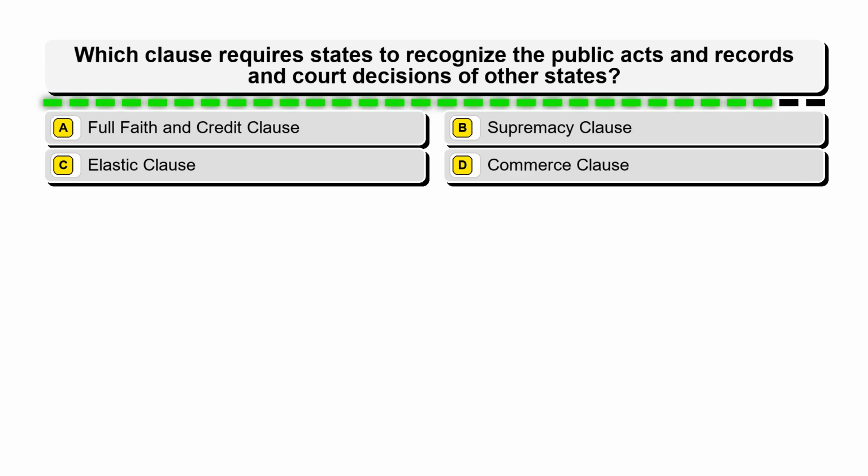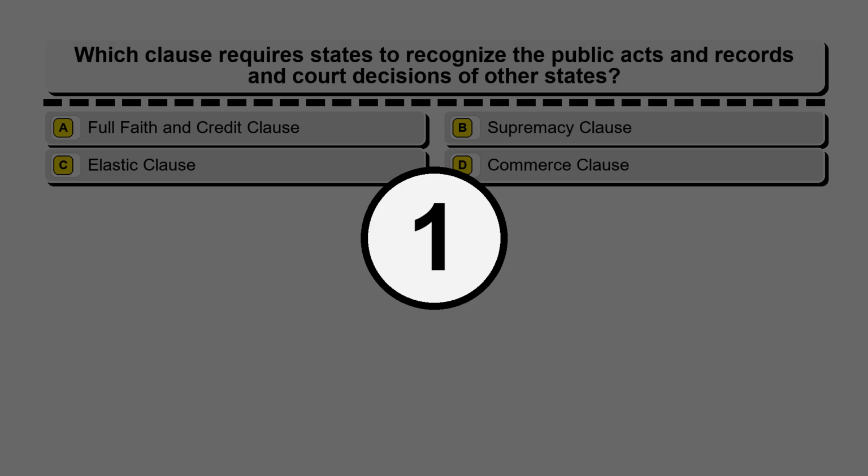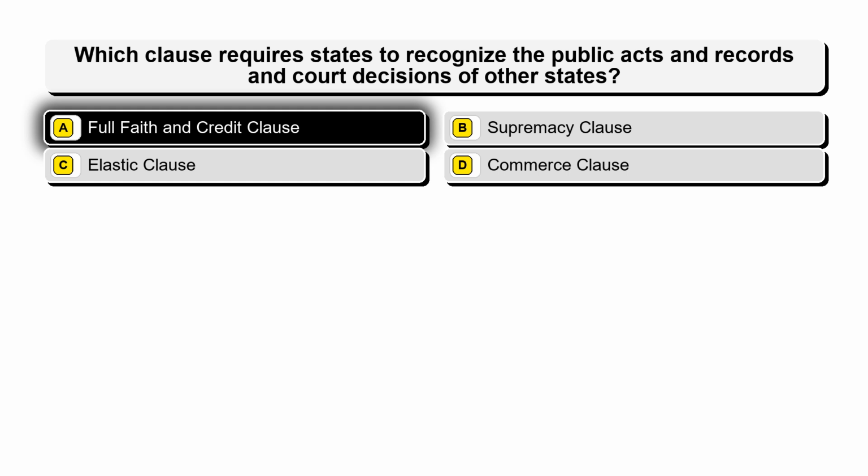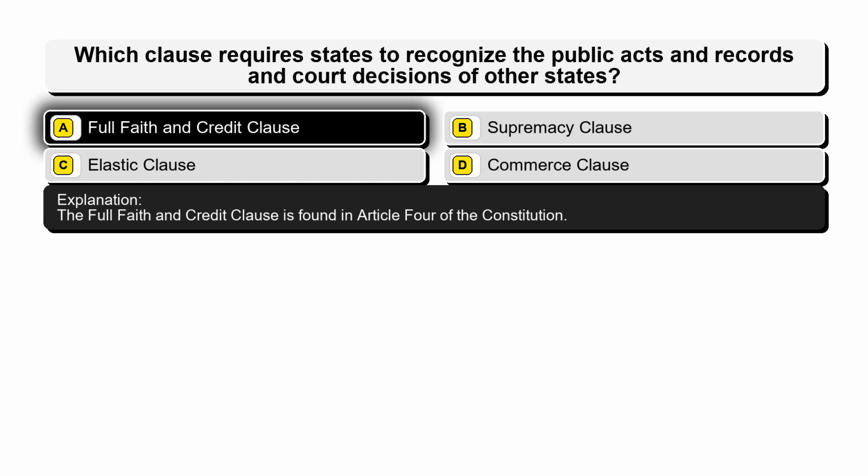Question 149. Which clause requires states to recognize the public acts and records and court decisions of other states? Option A, full faith and credit clause. Option B, supremacy clause. Option C, elastic clause. Option D, commerce clause. The correct answer is option A, full faith and credit clause. The full faith and credit clause is found in Article 4 of the Constitution.